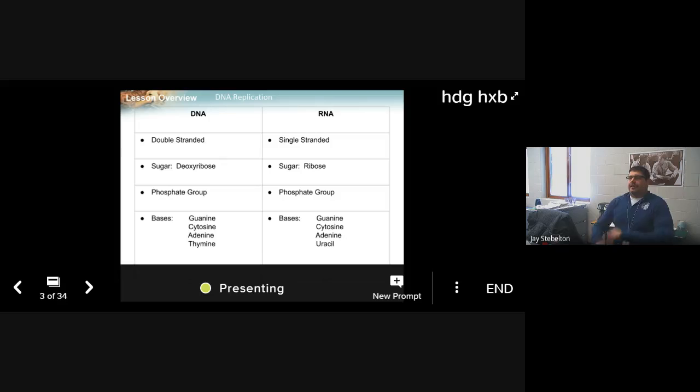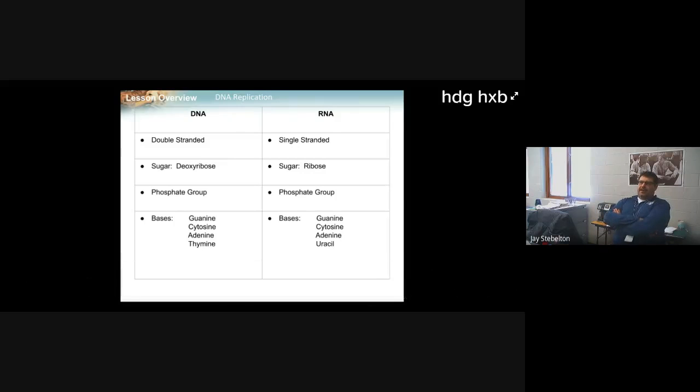All right, another little 2-section notes here, breaking it down. Again, these are good notes to look at because they show you all those differences and comparisons between DNA and RNA.